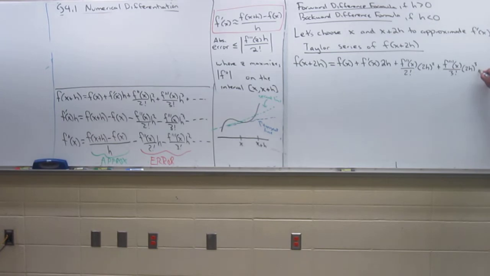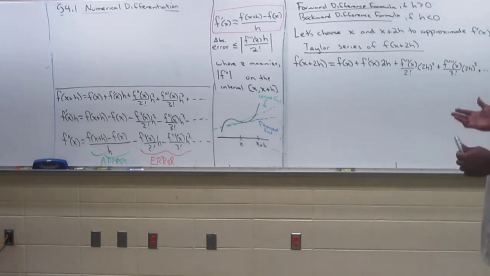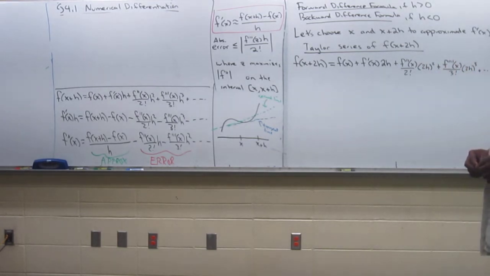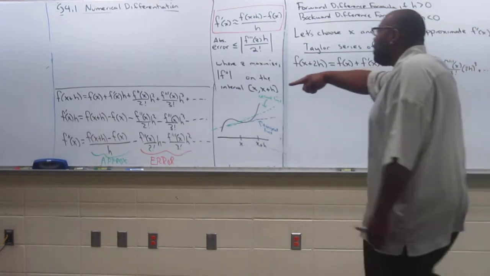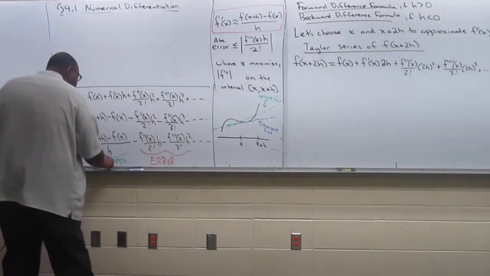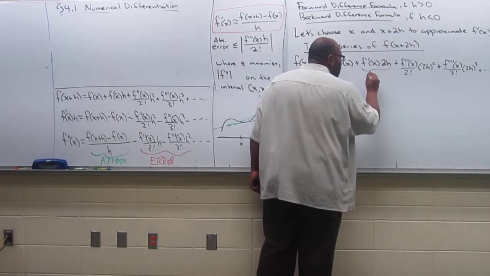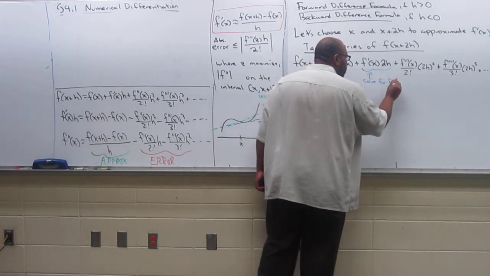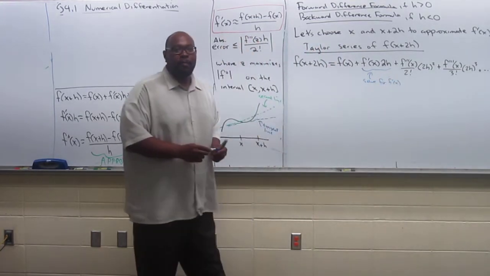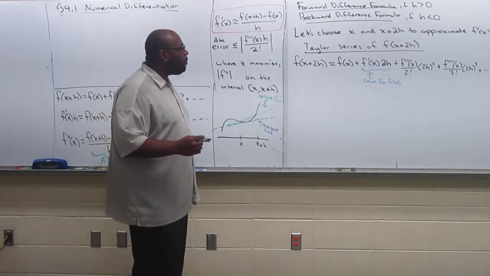Plus dot, dot, dot, dot, dot, dot. Now the question is, can I approximate f prime of x using the Taylor series of f of x plus 2h? And the answer is sure I can. Here I can do the same thing I did over here, where I solve for f prime of x. I have f prime of x right here. If I solve for f prime of x, I get this.